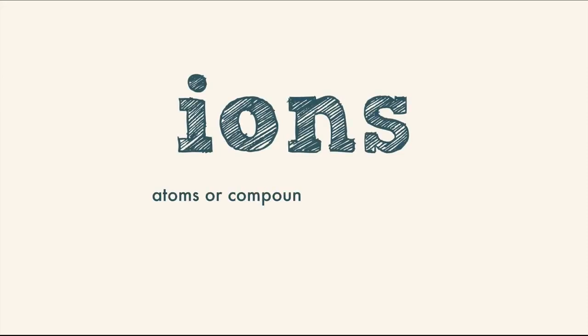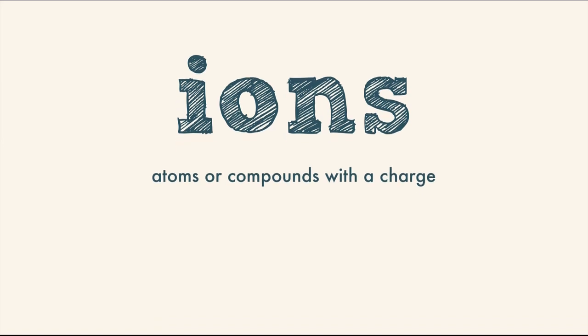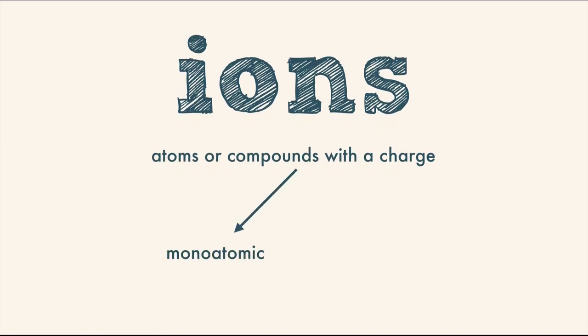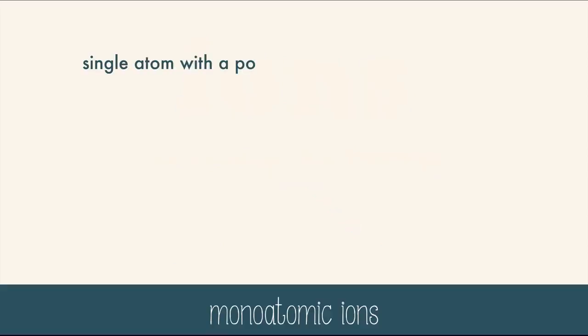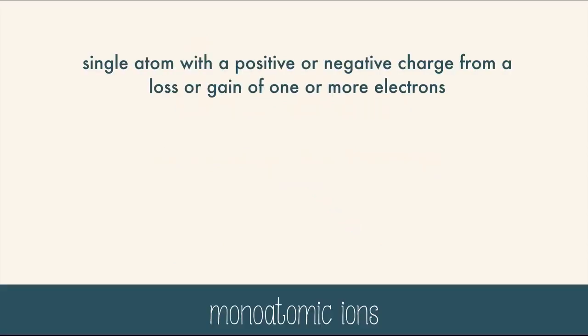Ions are atoms or compounds with a charge. It can be a positive or a negative charge, but either one makes an ion. There are simple monoatomic ions, and then there are the more complex polyatomic ions. Monoatomic ions are single atoms with a positive or negative charge from a loss or gain of one or more electrons. Here are some examples of monoatomic ions.